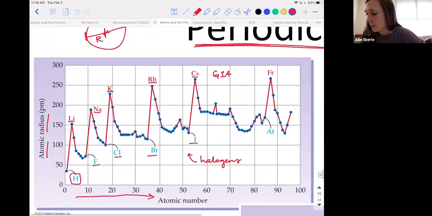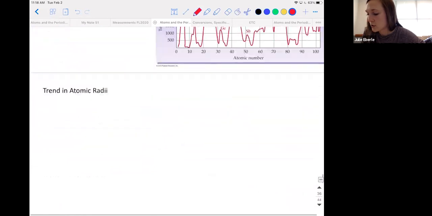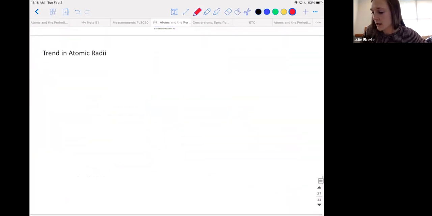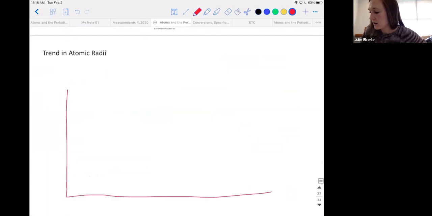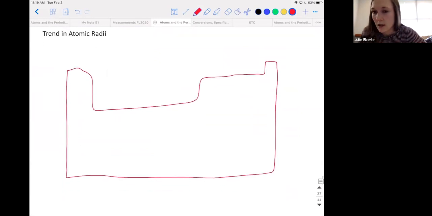So if we had to come up with the trend ourselves, I want to make a statement about this. Let's go down here. We're going to draw a trend in atomic radii. So draw yourself, if you have a blank slide, I don't know if I gave you one. Draw a little periodic table. We're gonna draw a trend here.